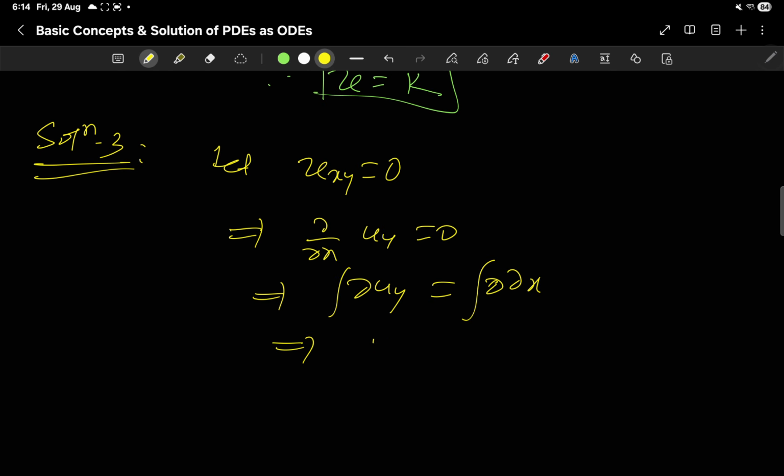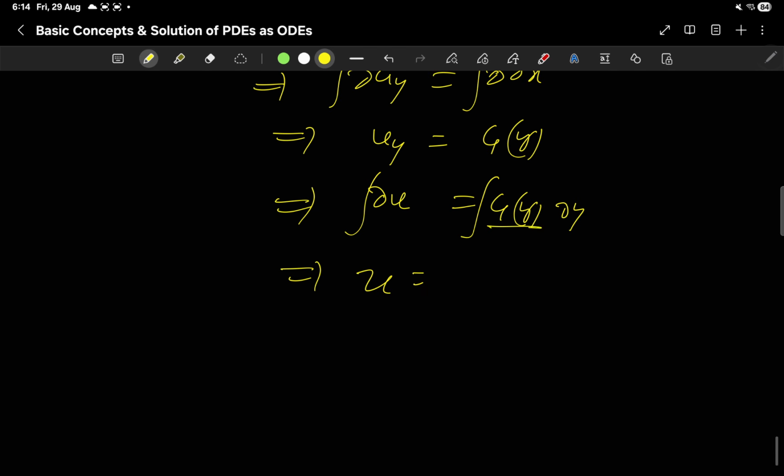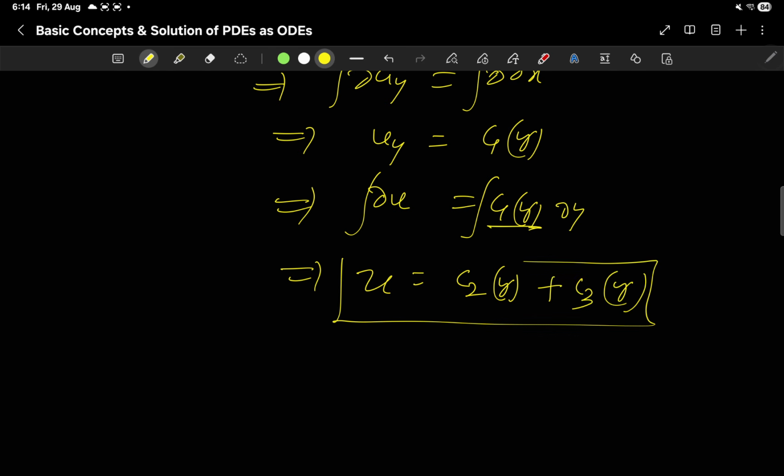Now I integrate both sides. uy is equal to c1(y). If I integrate again, del u is equal to c1(y) del y, and I integrate. So what is my u? u is equal to a function of y integrated to give another function of y, plus the constant, which will involve the opposite variable. So u is this.